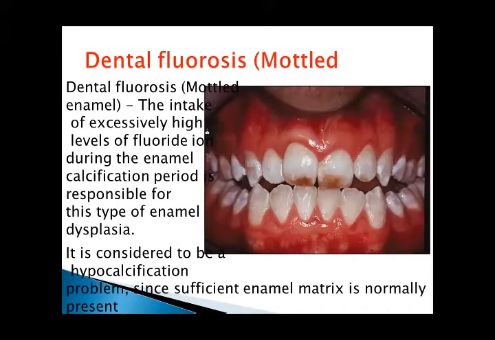Next is dental fluorosis. Dental fluorosis is the intake of excessively high levels of fluoride ion during the calcification period, which is responsible for this type of enamel dysplasia. It is considered to be a hypocalcification problem.